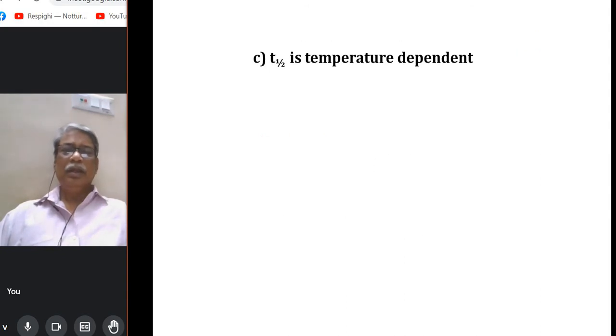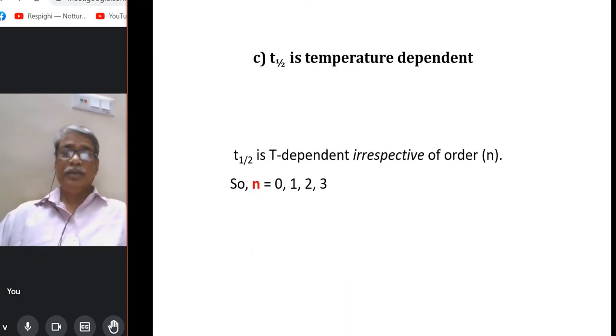Next question, T half is temperature dependent. Okay, for which order? Actually, T half is temperature dependent irrespective of order. So the answer is n is all 0, 1, 2.